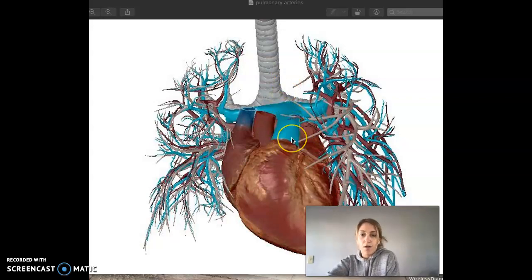I just highlighted all of it in blue. So right here's a pulmonary trunk which branches off on either side into the pulmonary arteries. And everything in blue is where those arteries are going into the lungs. It carries deoxygenated blood to be exhaled through respiration. So those are the pulmonary arteries.